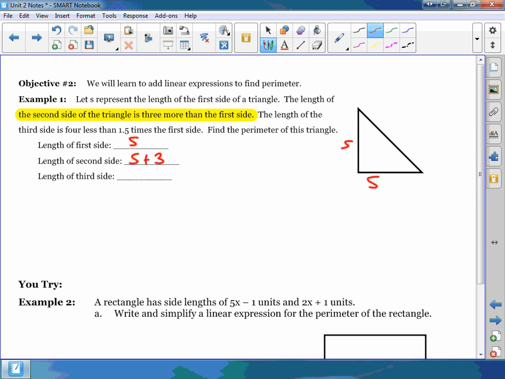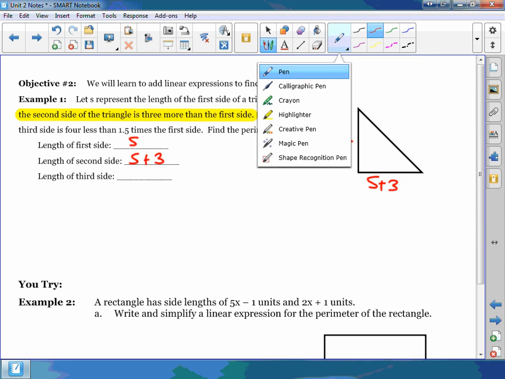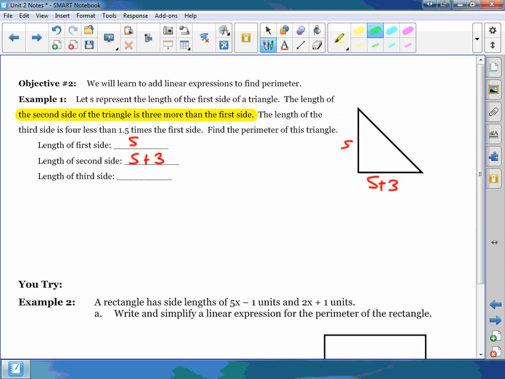Pick another side, and you can label that one. And the third side here, in green, is 4 less than 1.5 times the first side. Again, something we've been working on. How do I write 4 less than 1.5 times the first side? Go ahead, Zoe.